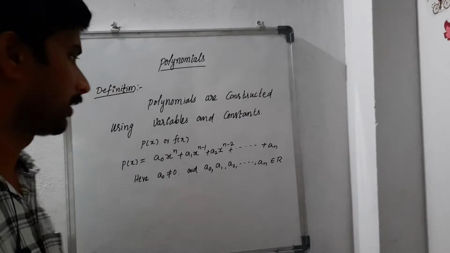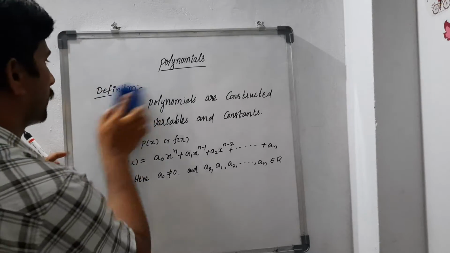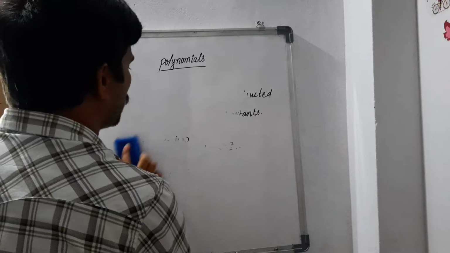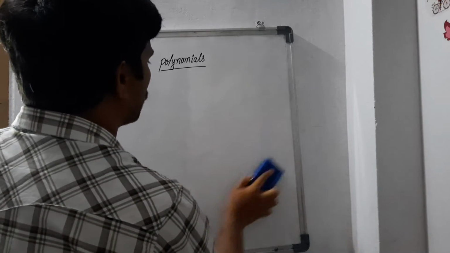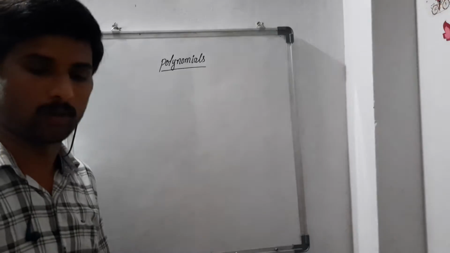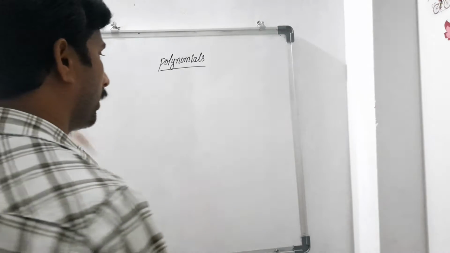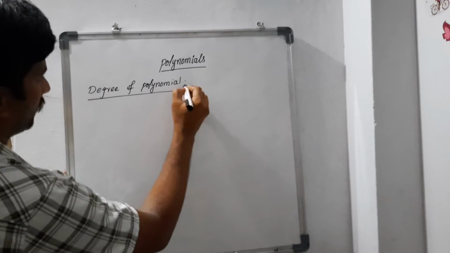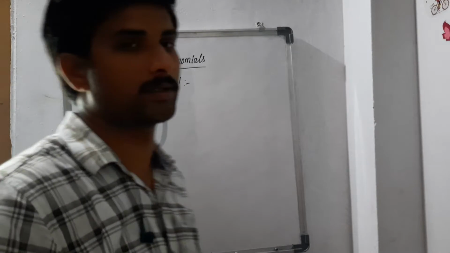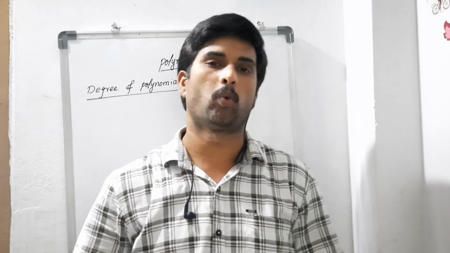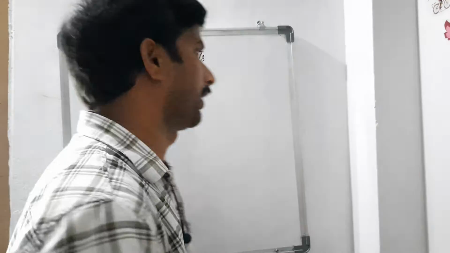Now, nth degree polynomial. So what is the degree of the polynomial? The highest power of the variable is called the degree of the polynomial.